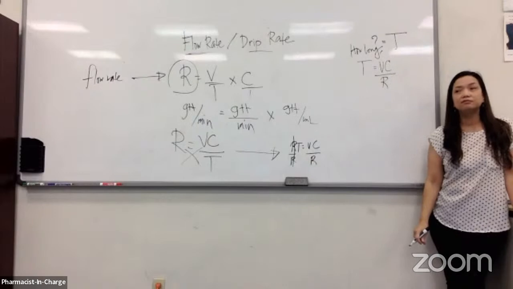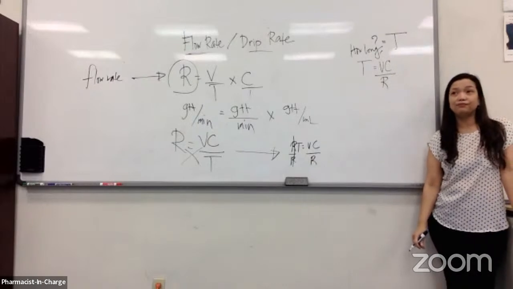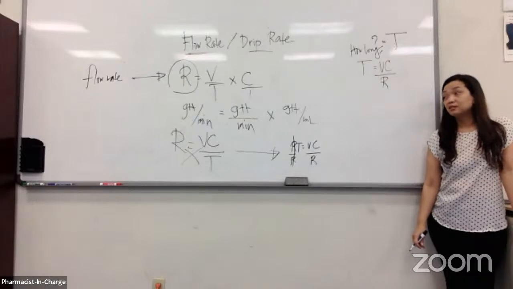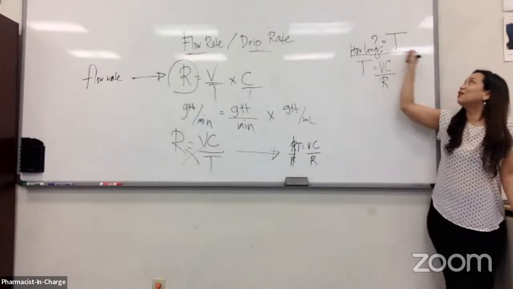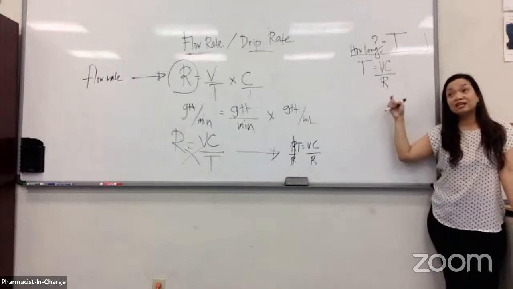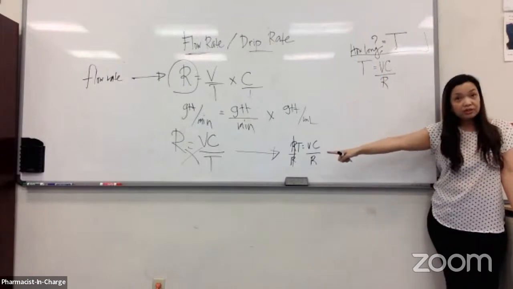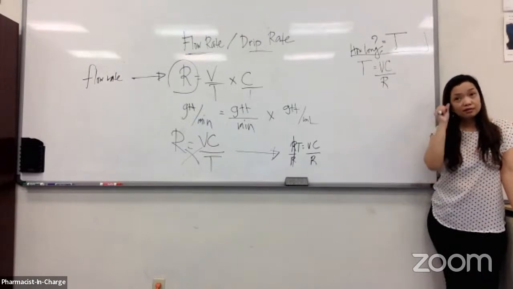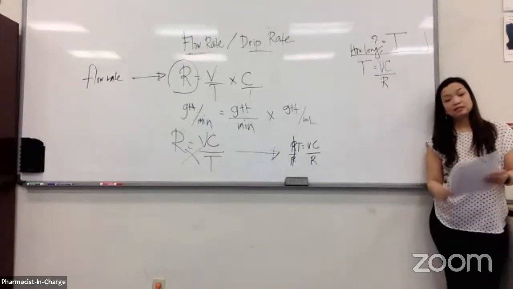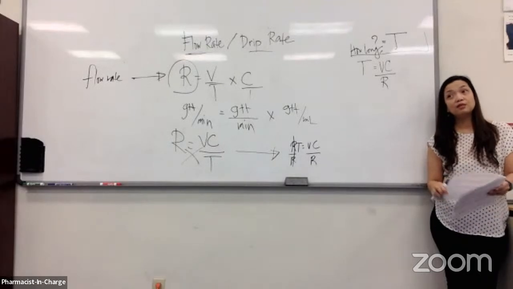Who understood what I did? Hands up. Because the question was how long. So your answer will be time. You like it? The formula is already there, but stick to the original formula. Okay? Did you notice 11 to 20 is how long question?